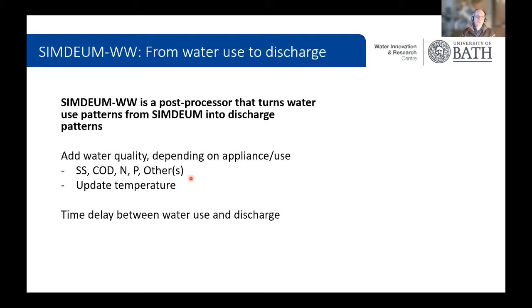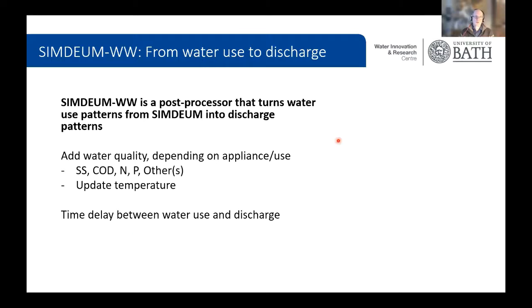And actually, we can also update temperatures because sometimes when you look at the demand side, the temperature will be a bit higher than when it goes into the sewer. For instance, if you take a shower, the water will be 38 degrees, but when it goes down the sink in your shower, it will already have been cooled a few degrees, and you can take that into account using Simdium wastewater. And as I said earlier, you can integrate this time delay in the data between the water use and the actual discharge time.